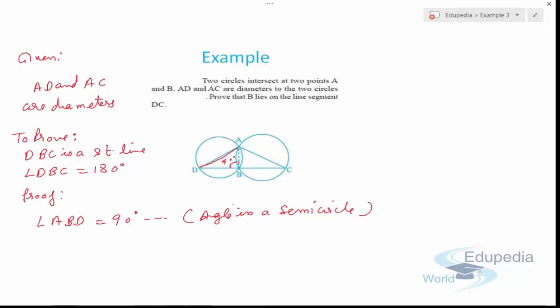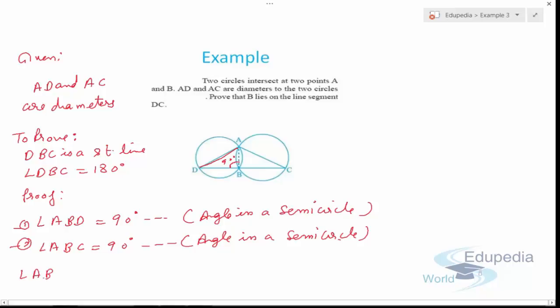Similarly, angle ABC is also 90 degrees. Why? Because it's again an angle in a semicircle, right? Now if we add these two, let's say this is first and this is second, so angle ABD plus angle ABC equals 90 plus 90.